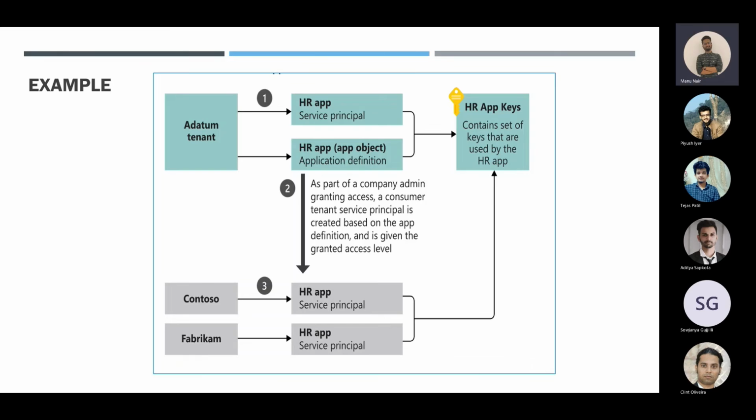Now, the third part is the consumer tenant. Here these two companies are consumers. The consumer tenants of that HR application each have their own service principal in their tenant. So each represents their use of instances of that application at runtime. And they are governed by the permission consent by the respective administrator.